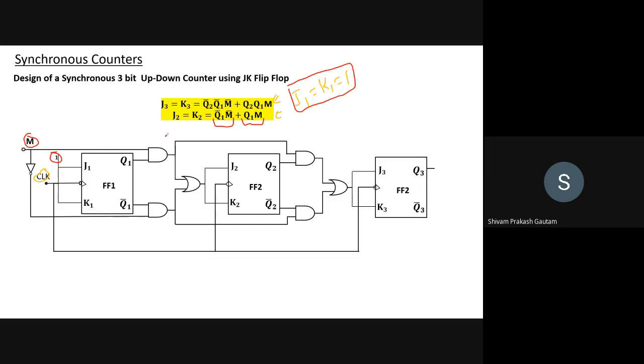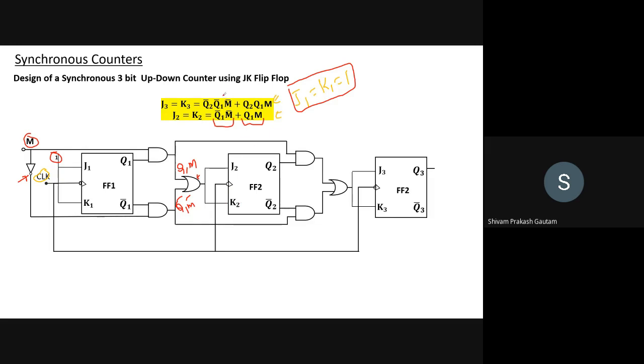The Q1 and M is coming from here. And M bar, since this is a NOT gate, M is passing through a NOT gate or invert gate, and this is Q1 bar. So this will be Q1 bar, M bar, which will be passing through an OR gate, flowing to J2 and K2. So the input of the second flip-flop is also done.